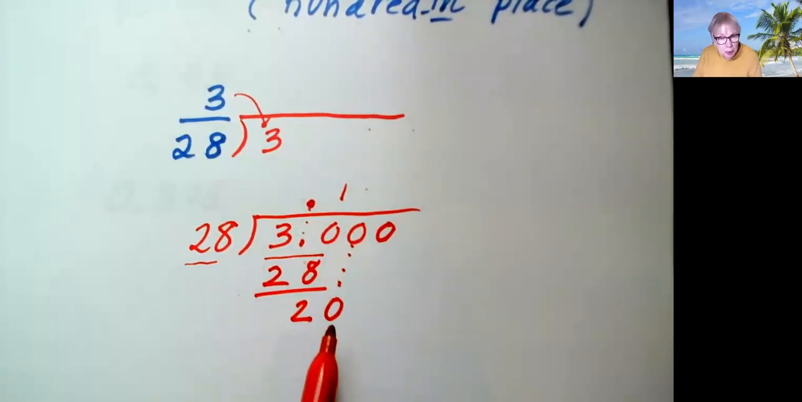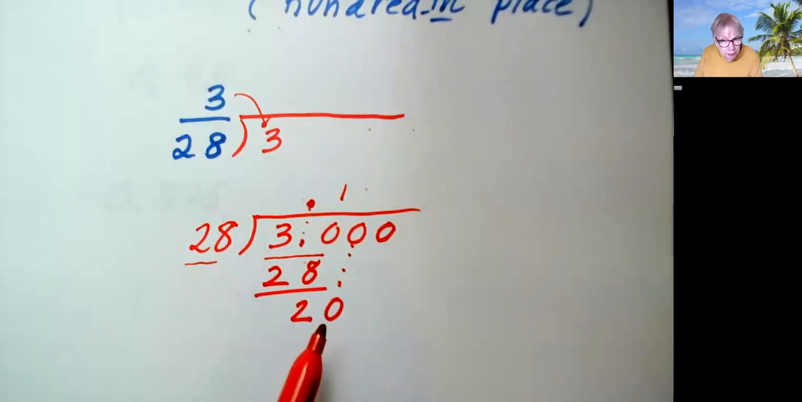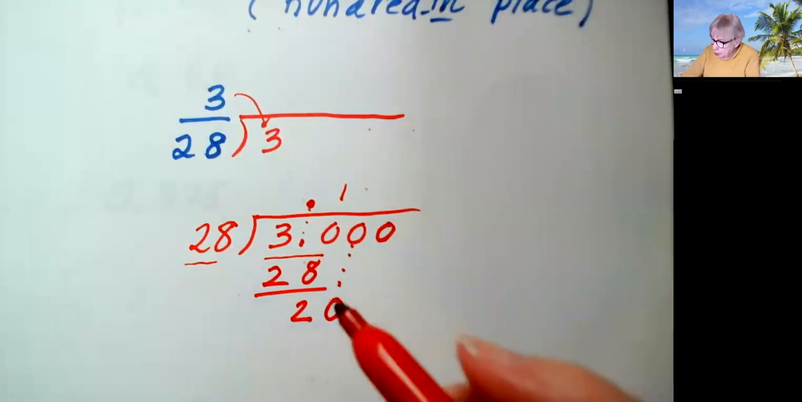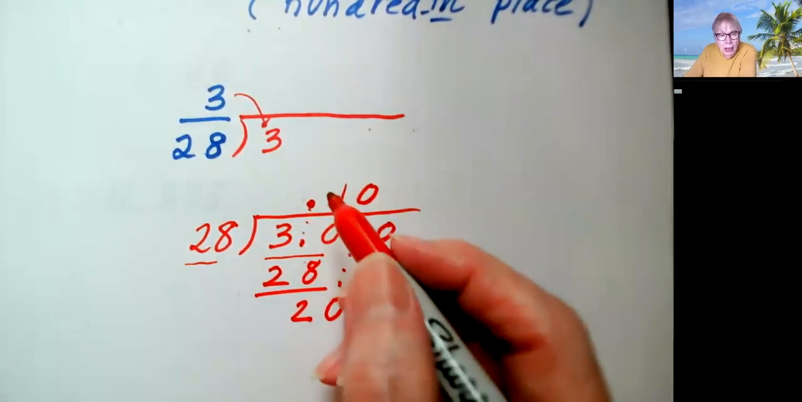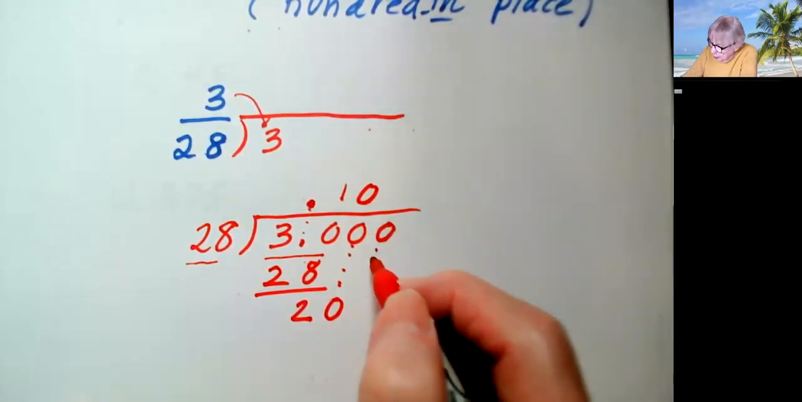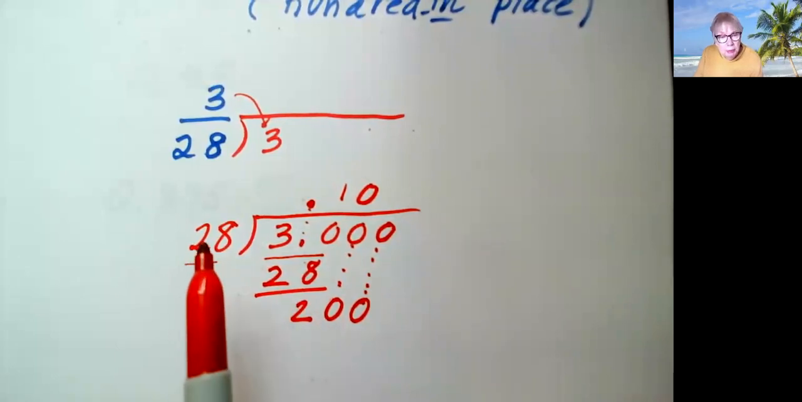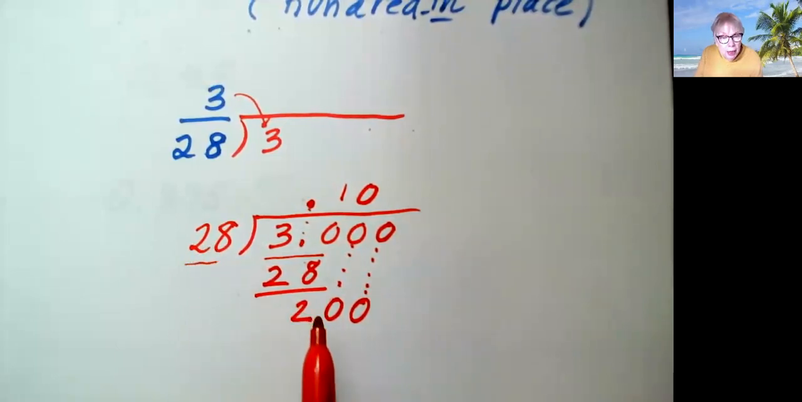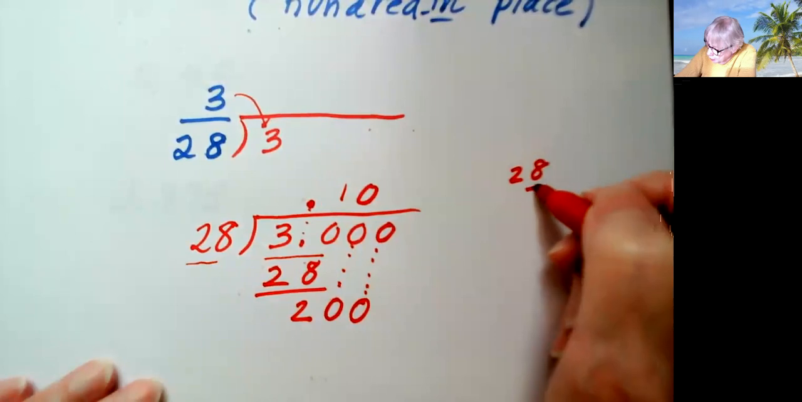You brought down like you were supposed to, and then you're supposed to divide. 28 does not divide into 20. When that happens, you put a 0 here, and you then bring down the next number. Now we've got something that will work. 28 into 200. So this is about 30, and this is about 20, 200, so 3 into 20, it's going to be about 6. Let's see, 7 maybe. Let's try 7.